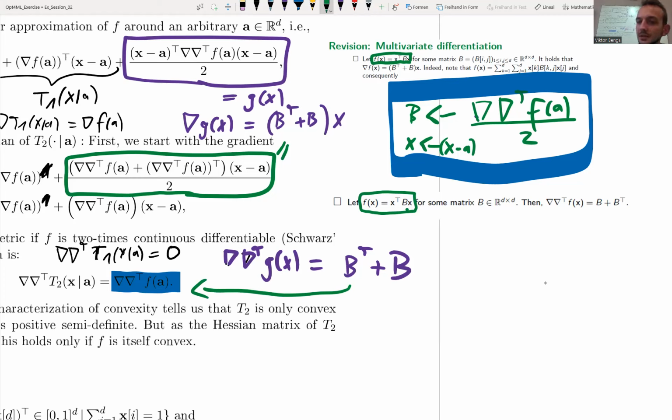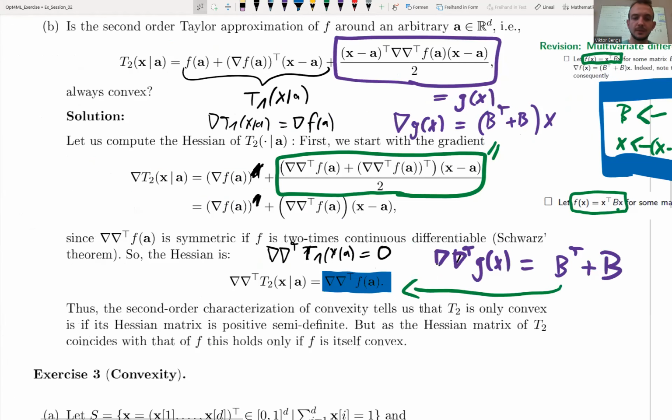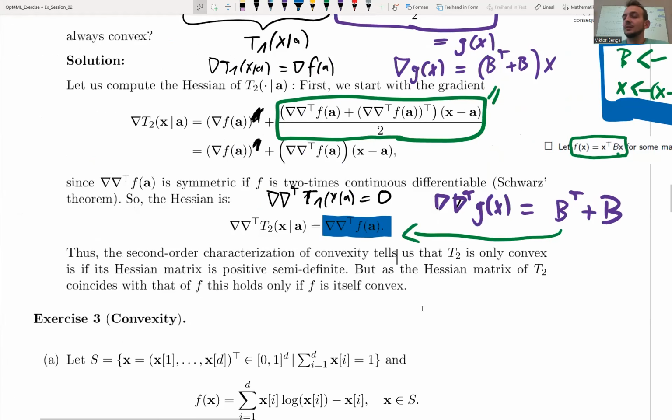Yeah, because B is 1/2, don't forget the 1/2. B is symmetric because it's the Hessian matrix of F, so we end up with the Hessian matrix of F, which is intuitive, of course. So what we see, long story short, is that the Hessian matrix of the second order Taylor approximation is the Hessian matrix of the function f. It makes somehow intuitive sense, but now we have also verified this.